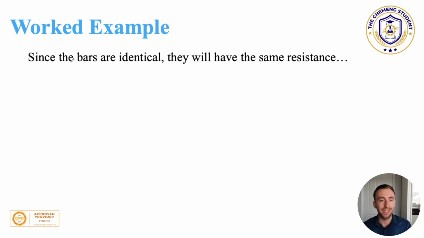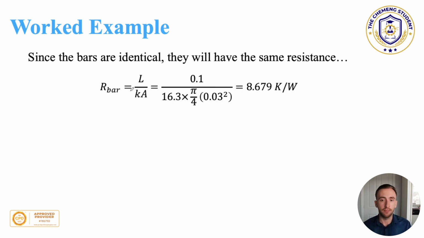Now, because the bars are identical, they're going to have exactly the same resistance. So all we need to do is find 1 and then multiply it by 2. The resistance of the bar is going to be through conduction, so we want the length divided by the thermal conductivity multiplied by the area. We just convert everything to SI units, so we'll convert the length from 10 centimeters into meters. So we get 0.1 divided by 16.3 multiplied by the cross-sectional area gives us 8.679 Kelvin per watt.